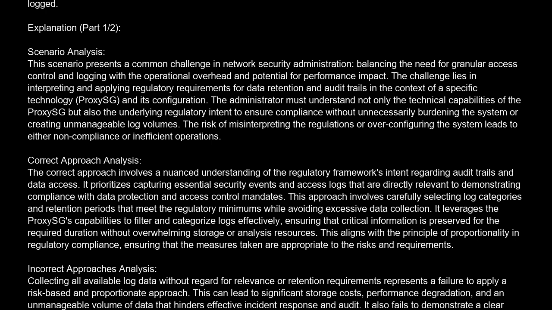This aligns with the principle of proportionality in regulatory compliance, ensuring that the measures taken are appropriate to the risks and requirements. Incorrect approach analysis. Collecting all available log data without regard for relevance or retention requirements represents a failure to apply a risk-based and proportionate approach. This can lead to significant storage costs, performance degradation, and an unmanageable volume of data that hinders effective incident response and audit. It also fails to demonstrate a clear understanding of which specific data points are mandated by the regulations.